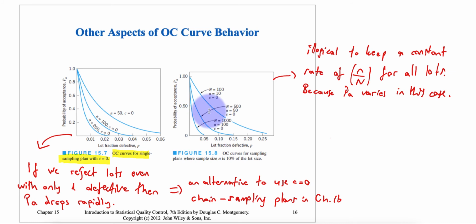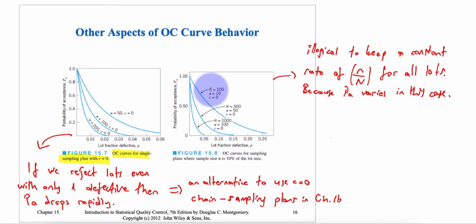Even if you get larger samples, you will fail. How do you fail? Because you will get low acceptance probability. You will reject lots of lots even if the fraction defective is not that low. Even if the lots are good at some level, you will reject lots of them. So we do not want this. So it would be illogical to keep a constant rate for sample size and the lot size.